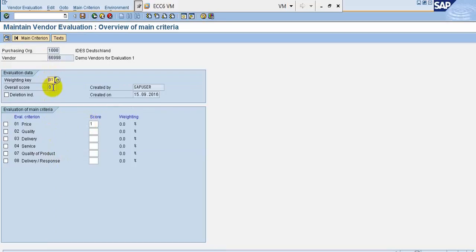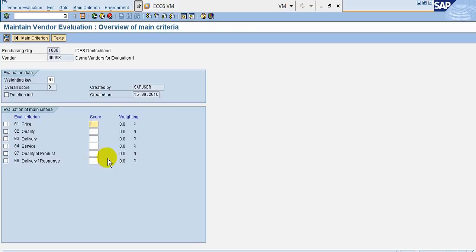Now presently the score is 0, because neither have we purchased anything nor taken anything. The main criteria are price, quality, delivery, service, and so on. So there are no scores here. If we enter anything at this main criteria level, this is a blanket entry. That means we are not going to the sub criteria, and we directly enter here.